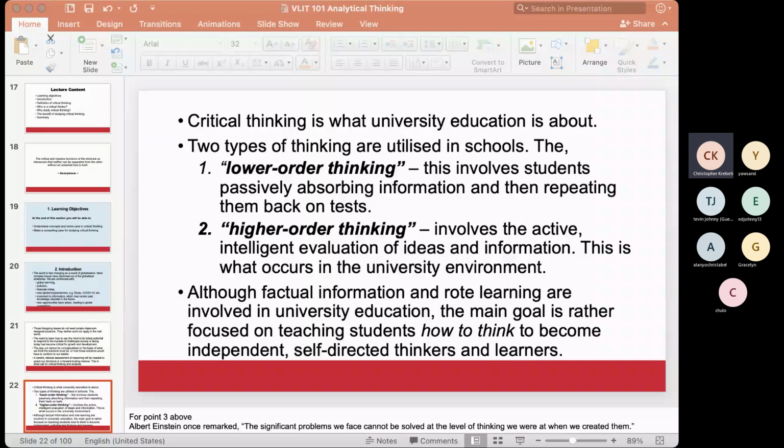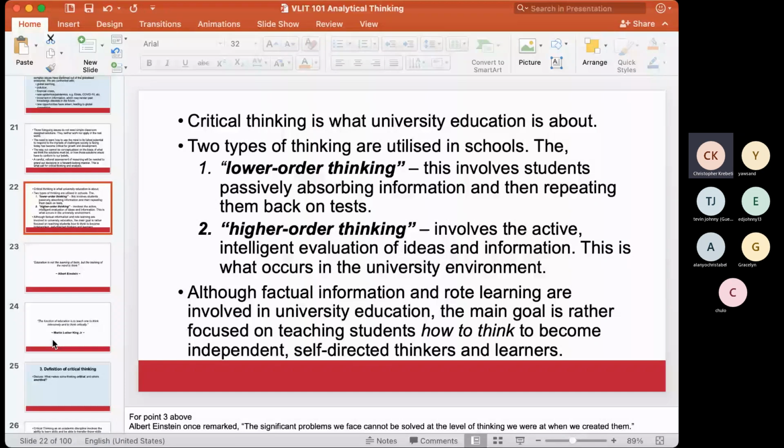The higher order thinking is what university education is about. And it involves active, intelligent evaluation of ideas and information. So please look at it. Active, intelligent evaluation of ideas and information. So you should be active in evaluating ideas.